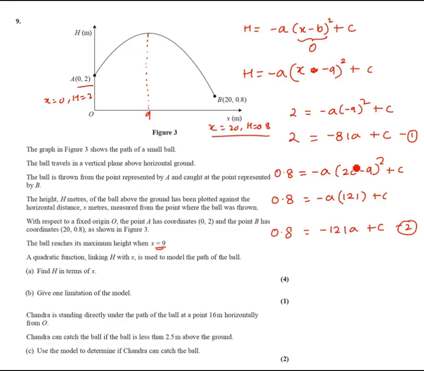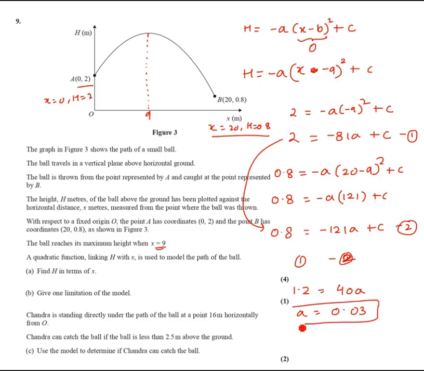Now if we solve these two equations, basically if we subtract 1 minus 2, then 2 minus 0.8 will give you 1.2 equals minus 81a plus 121a. So 121 minus 81 is 40, so this becomes 40a. That means a is 1.2 divided by 40. So that gave us a is 0.03.